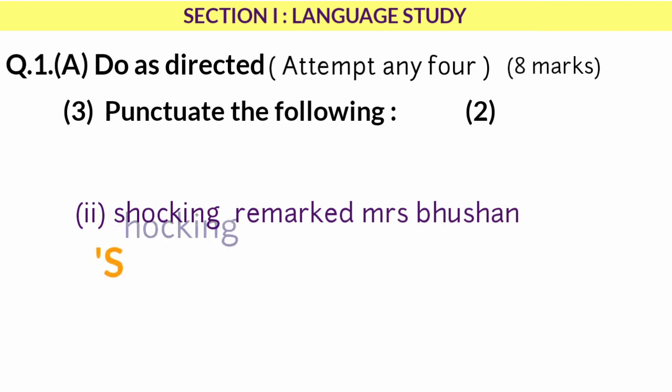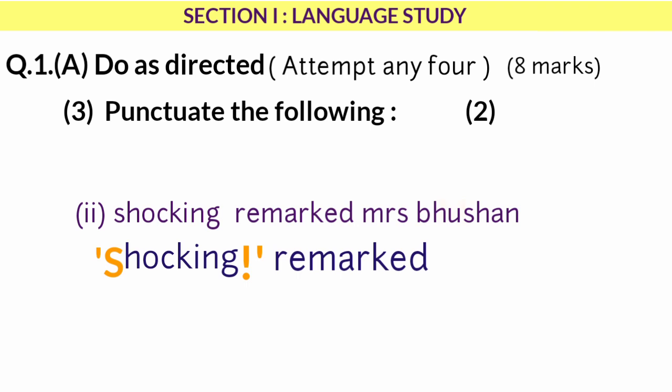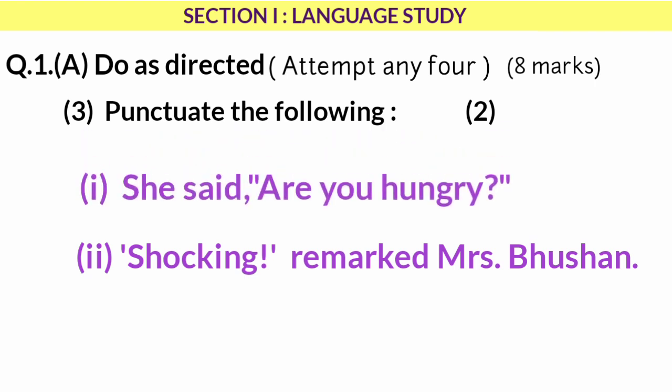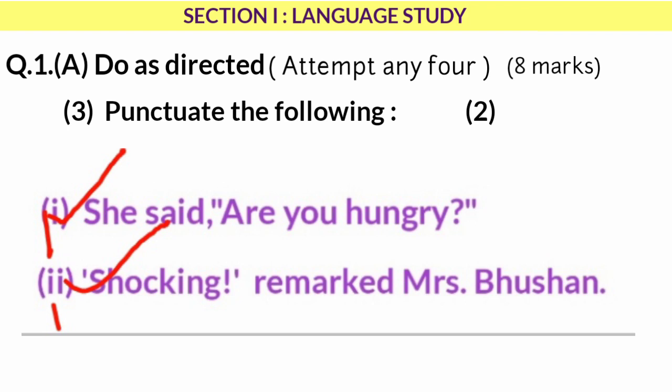The second sentence again: "Shocking" is an exclamation. Surprisingly, she was shocked and she said, "Shocking." Therefore, we have to put it in quotation marks with a capital beginning letter, then an exclamation mark. Remarked Mrs. Bhushan. Mrs. Bhushan is a proper noun, therefore M and B we have to put capital, and then a period, that's a full stop. "Shocking!" remarked Mrs. Bhushan. If you have written these 2 sentences correctly, then you can get the full credit: She said, "Are you hungry?" and "Shocking!" remarked Mrs. Bhushan.